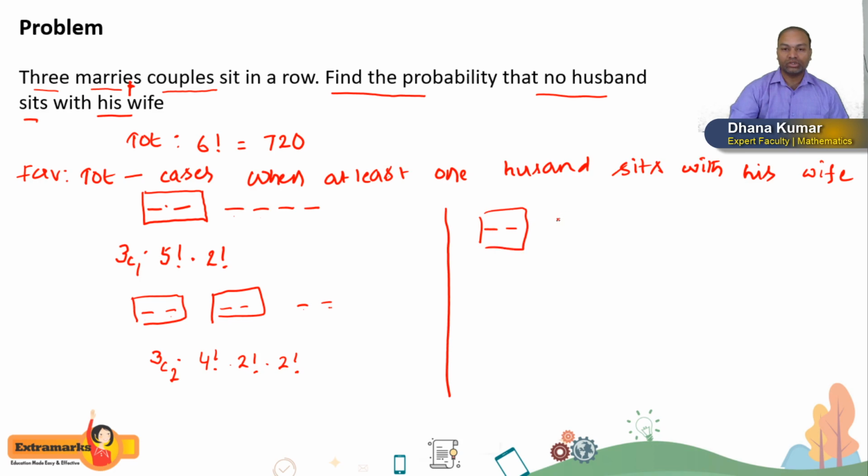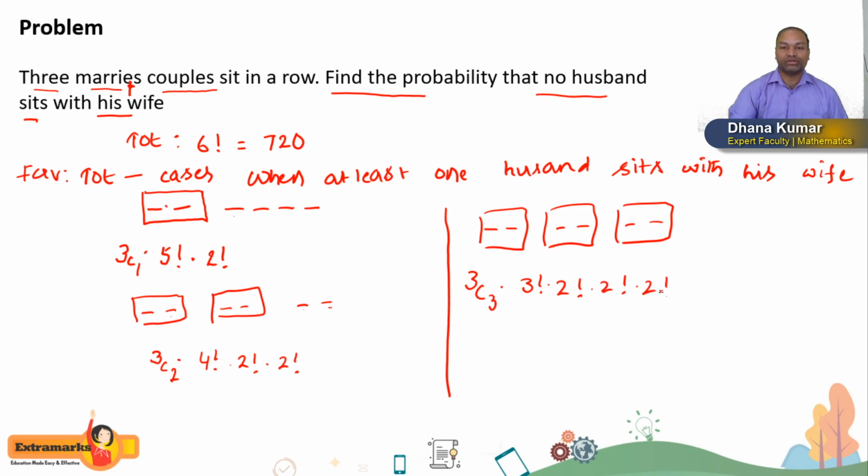Next, all 3. So all 3, total 3 couples, I am selecting all 3. So how many ways? 3C3. And 3 sets of couples, 3 possibilities. 3 objects can be arranged in 3 factorial ways. Internal arrangements: first couple 2 factorial, second one also 2 factorial, third one also 2 factorial. Understood? Right. Now let us come to simplification here.